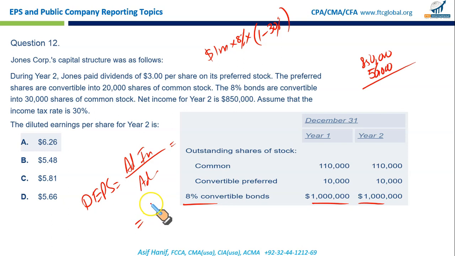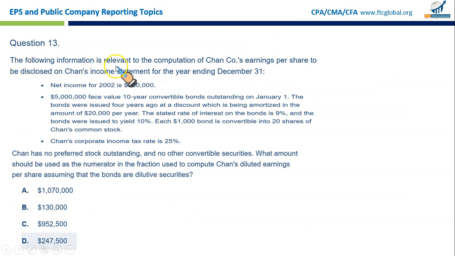If you add these two, 906,000, right? So we haven't deducted the preferred stock dividend, assuming they have been converted to common stock. So we already had 110,000 common shares outstanding. These 20,000 shares are converted from preferred stock to ordinary, and then we have these 30,000 that are convertible from bonds. So we have a total of 110 plus 20, 130 plus 30, 160. So 906 upon 160 gives you 5.662, which is D.